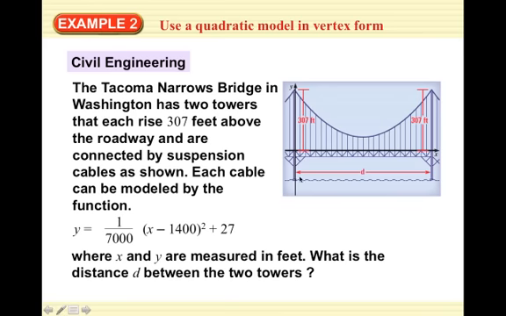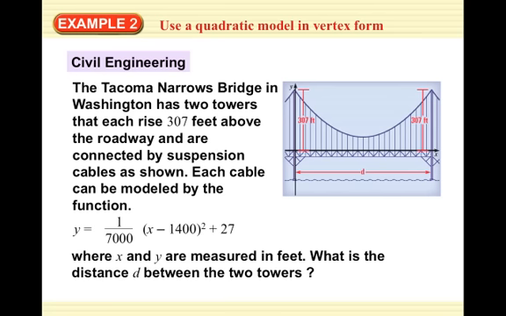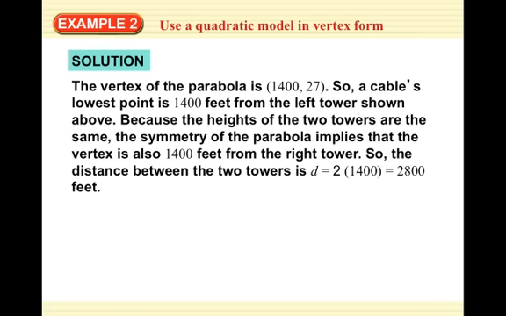So we want to know how far apart are the 2 towers. Well, our vertex actually is the key to solving this problem. The vertex of the parabola is 1,427. Okay, so let's look back. That would be right here. 1,427. So the minimum distance up, or the minimum height, the lowest point, is 1,400 feet from the left tower.